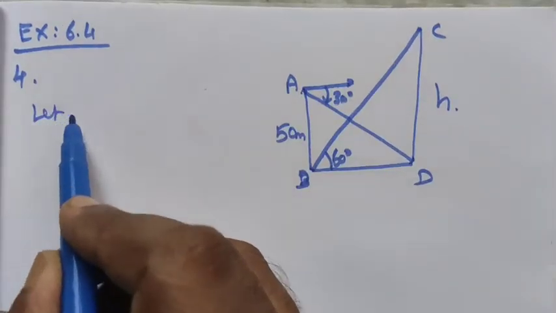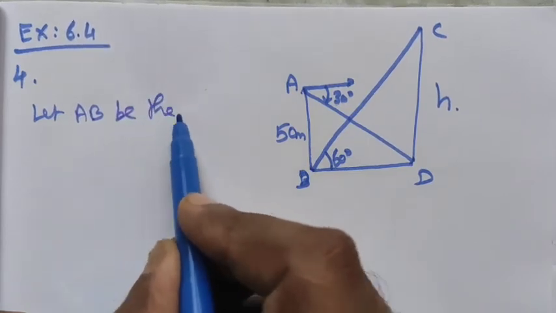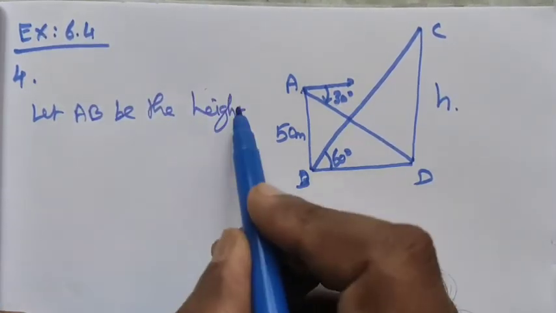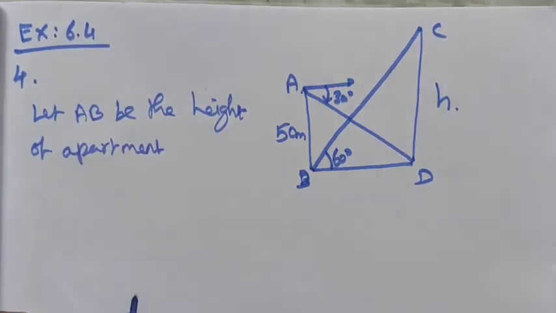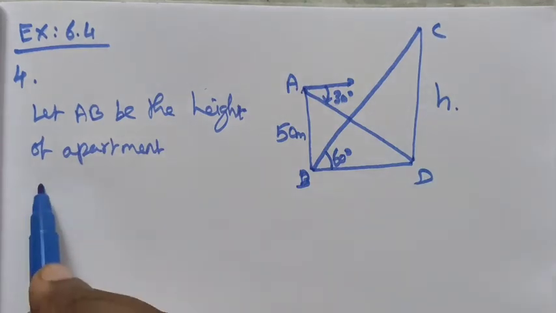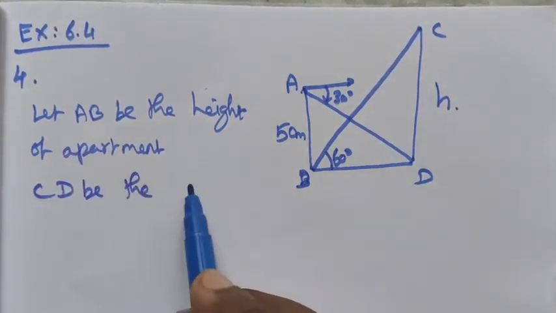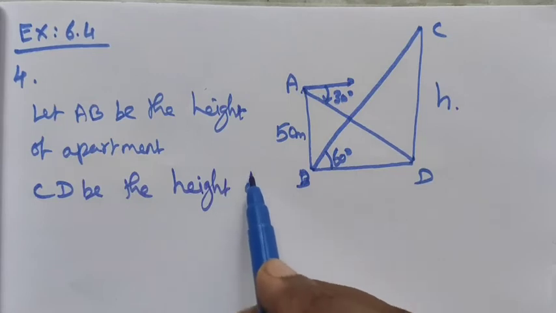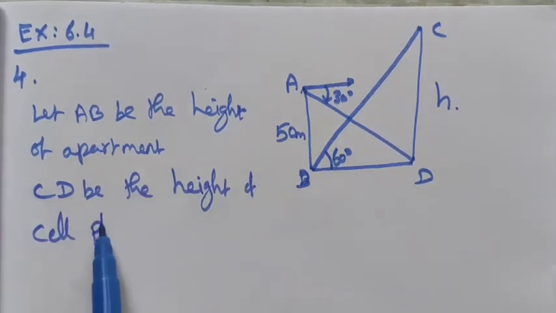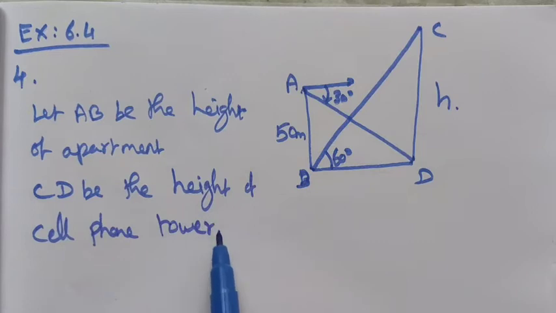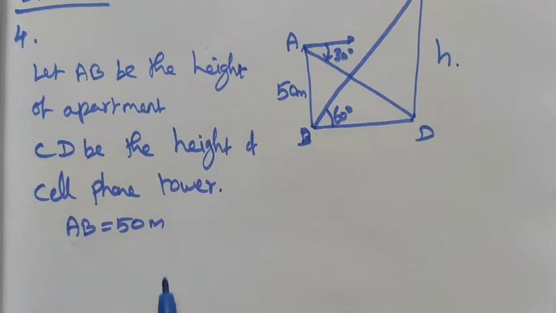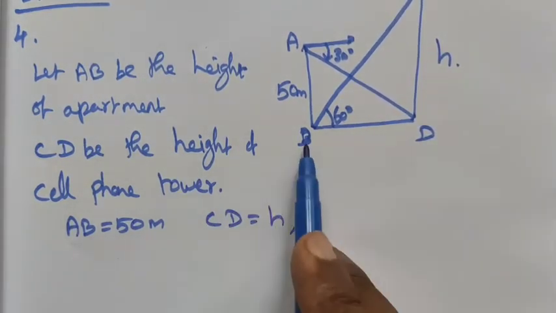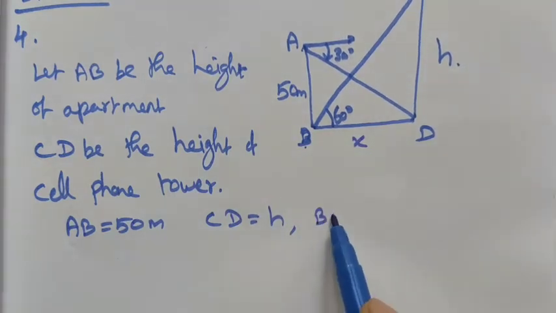Let AB be the height of the apartment, right? And then CD be the height of the cell phone tower. Now AB is given as 50 meter and CD we have taken as H, and then the BD distance is unknown, we take it as X.